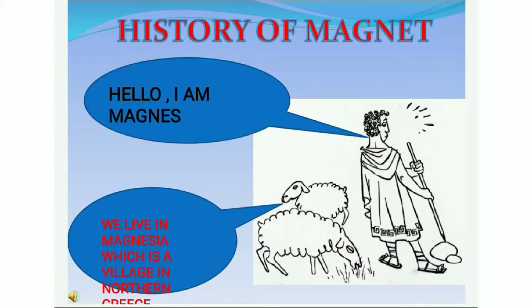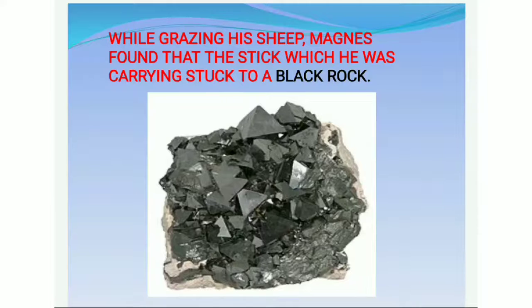There was a shepherd whose name was Magnus. He lived in Magnesia, which is a village in northern Greece. One fine day he was grazing his sheep and holding a stick which had iron at its end. While he was moving around, he found that the stick got stuck or attached to a rock, and that black rock was later called magnetite.